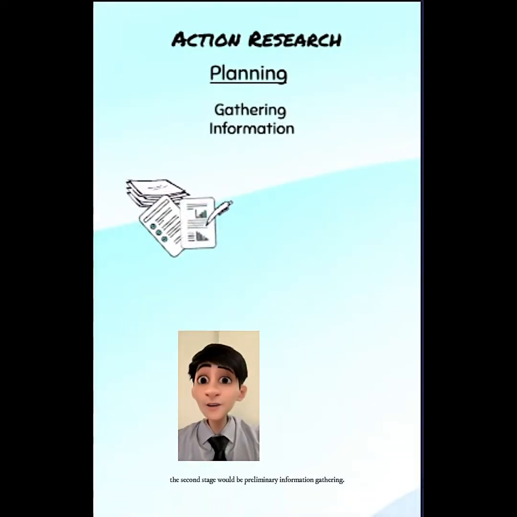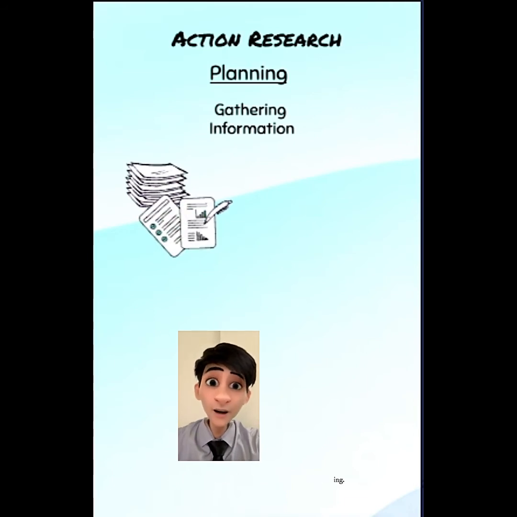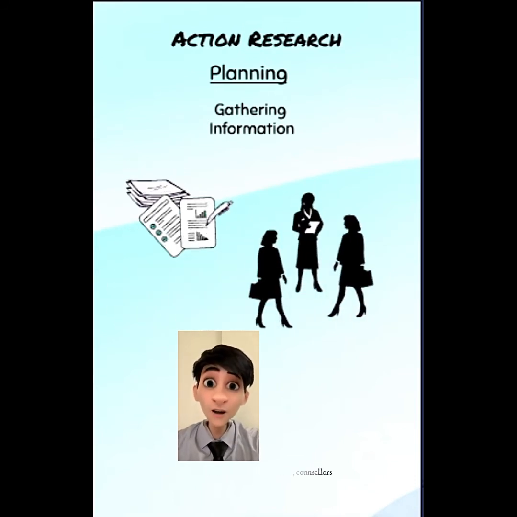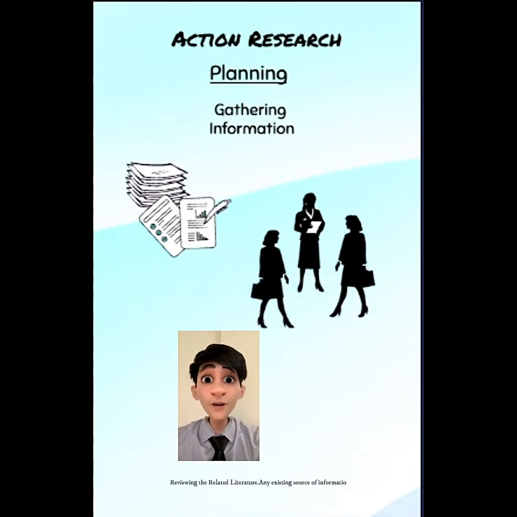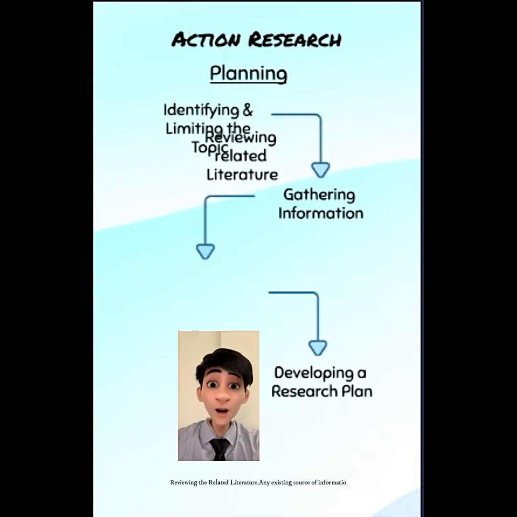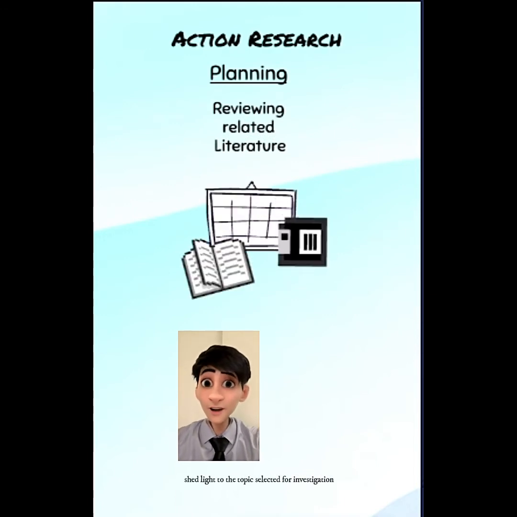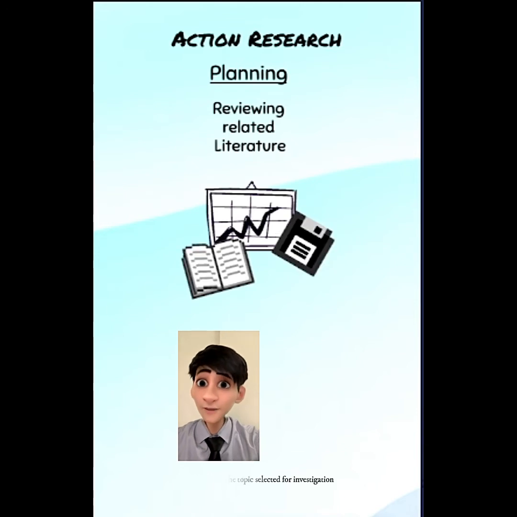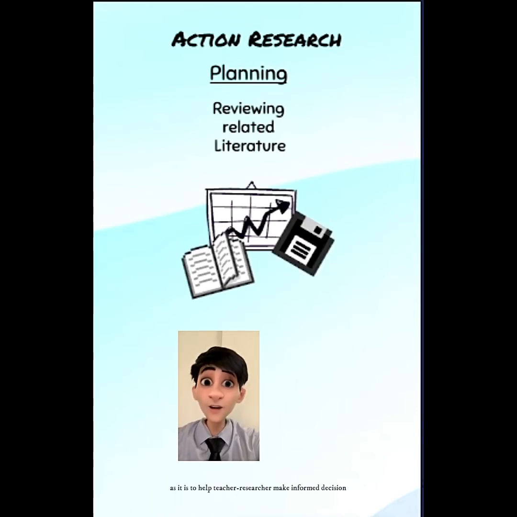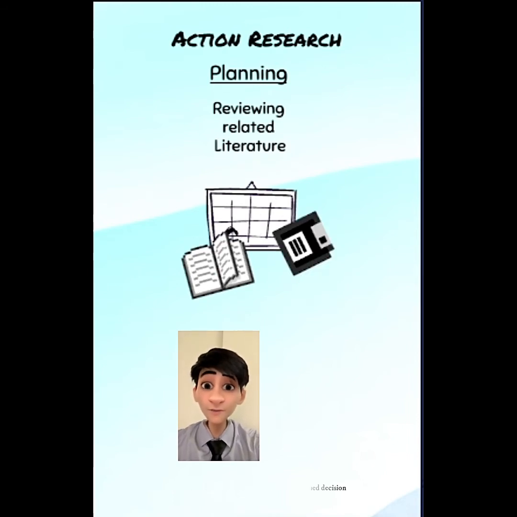The second step would be gathering information, in which preliminary information gathering is a process also known as reconnaissance. It can be as simple as talking to other teachers, counselors or administrators in our school or district. The third step would be reviewing the related literature, which is any existing source of information that can shed light on the topic selected for the investigation or study. There is no limit to what can be used as related literature as long as it can help the teacher researcher to make informed decisions.